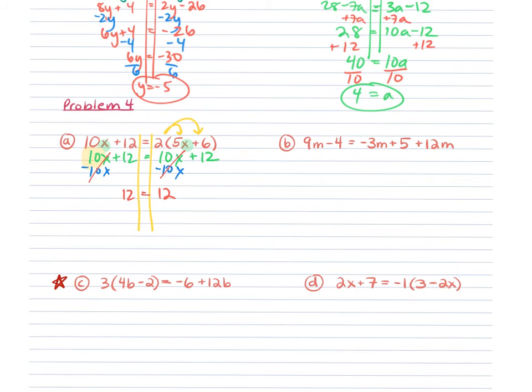So we never get x alone, and this is what's called an identity. So if you're solving these and your variable cancels itself out, and then what you're left with is true, so 12 does always equal 12, this is always true. This is called an identity.